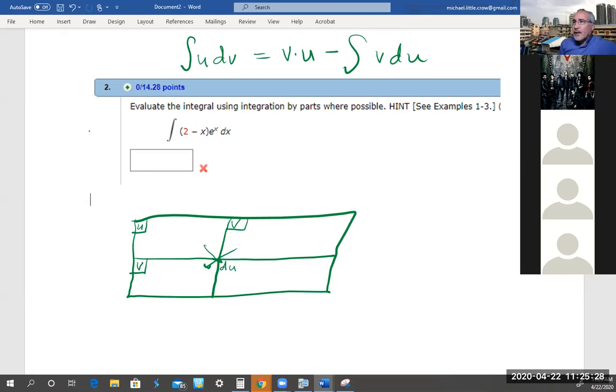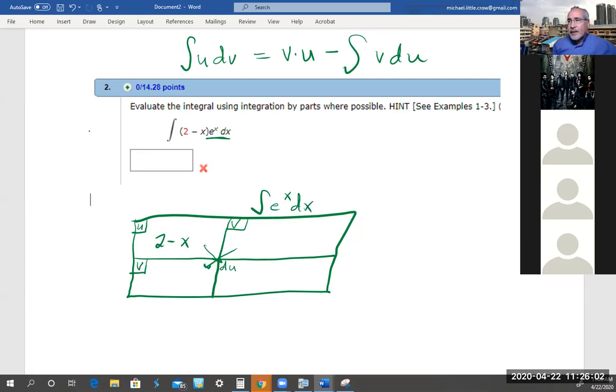But notice we're separating this into a u part and a dv part. When we have e to the x, that's the part we want to leave as our dv. So this will be e to the x dx. And this u part is the part in front, 2 minus x. The reason we do this is when we take the derivative of 2 minus x, the variable disappears. So with integration by parts, we're taking the derivative of one part and integrating the other part.